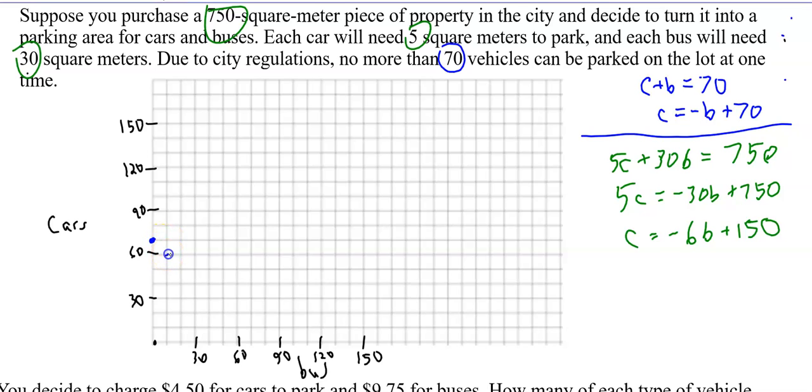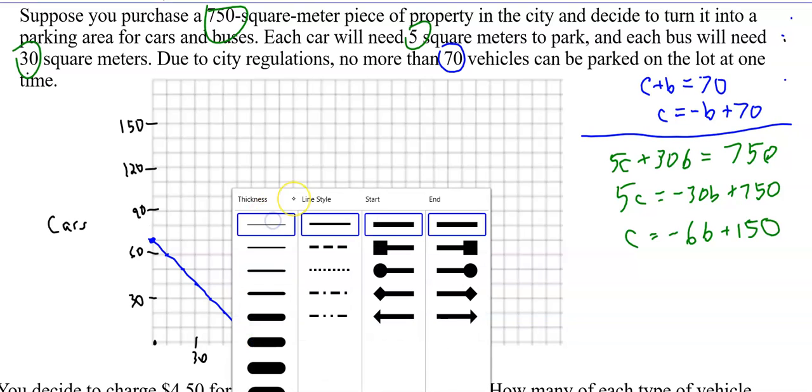So I'm going to make a bunch of slope points here, and I'm going to draw a solid line because I think these are all. So there's the blue line there, the blue graph.